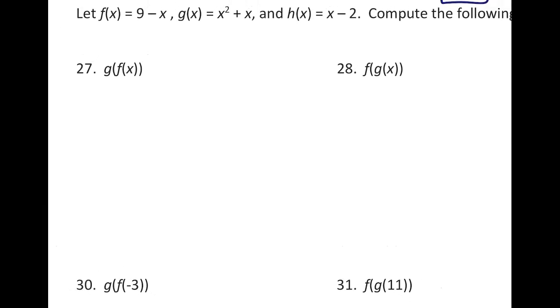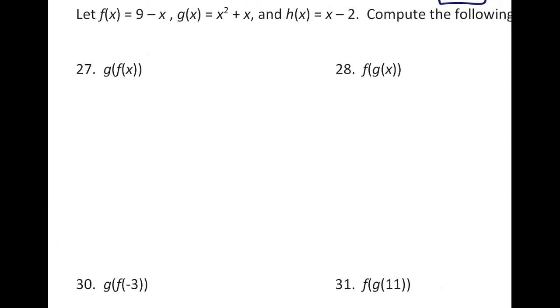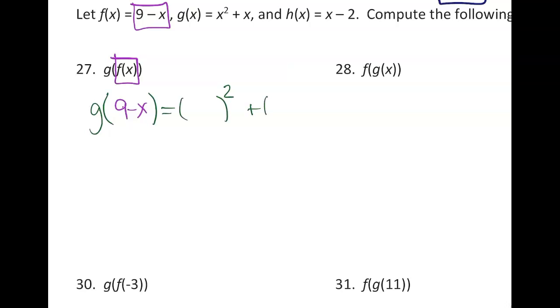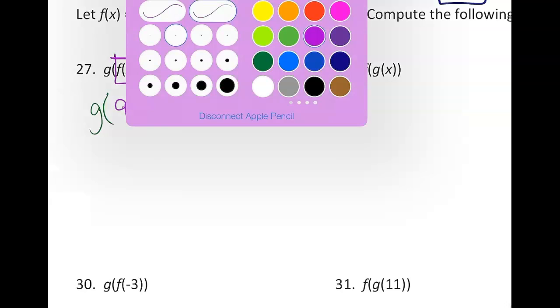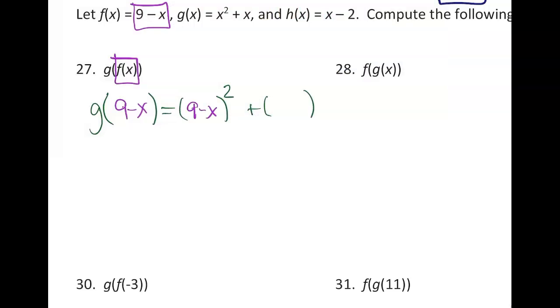27, I think, is the gruesome one. 27, I'm going to use my purple equation, my f of x. I'm going to replace it into that g of x. So this means I'm going to get something squared plus something. Wow, very exciting. This is 9 minus x. This is 9 minus x. What's really gross about this is that this causes you to do binomial multiplication.